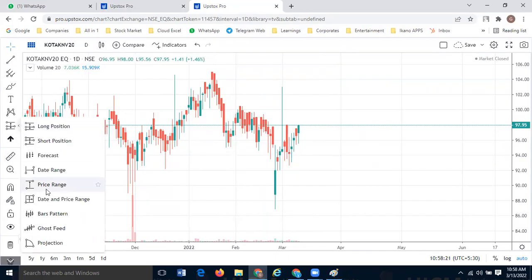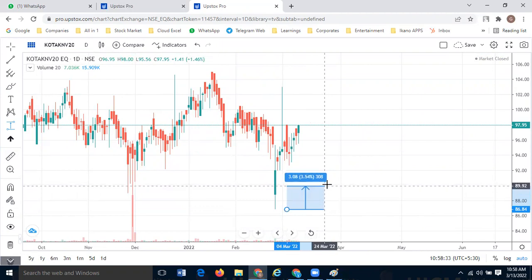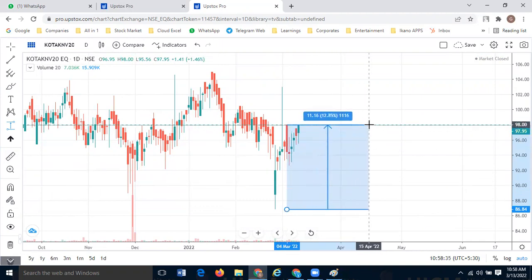So this is the price range. I'll select from here. Don't worry if you don't know how to plot, because as and when you practice you will come to know. Okay, so first you see whatever I am doing. If I plot from here to here, you will see a 12% return. So this is the beauty of the chart.